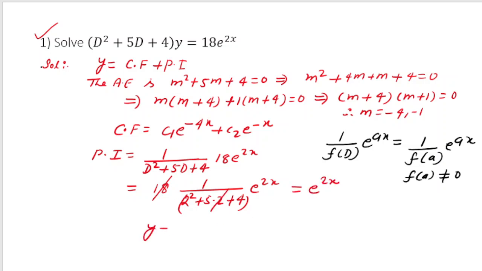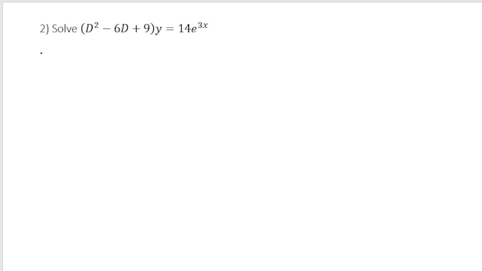So the general solution is y is equal to c1 e to the power minus 4x plus c2 e to the power minus x plus the particular integral, that is e to the power 2x. So this is the first problem. Now quickly move to the next problem.